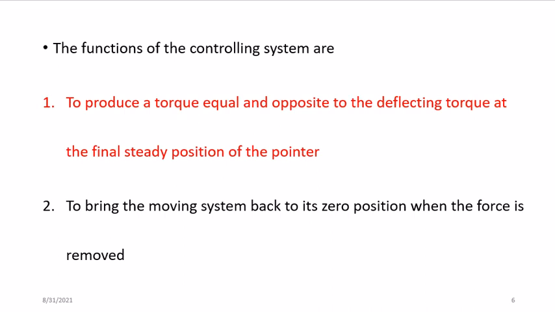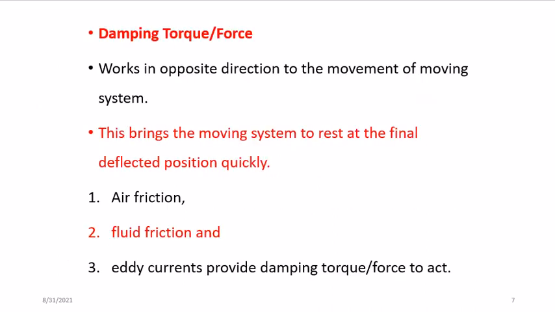The second one is to bring the movement of the system back to 0 whenever we remove the signal that we are measuring its magnitude using analog instrument. And the third one, as we have seen, is what we call the damping torque or the damping force. We said we have 3 torques: the deflecting, controlling, and the third one is damping torque.